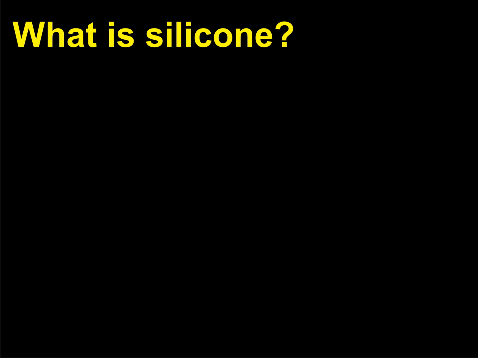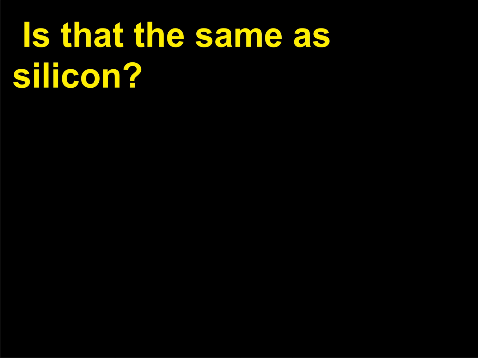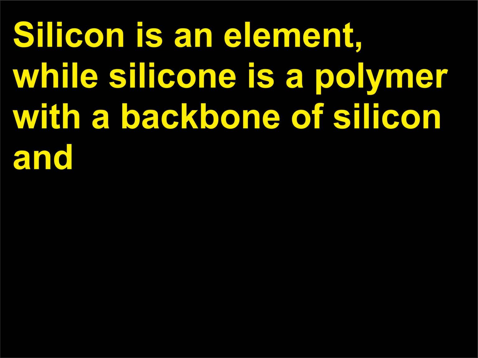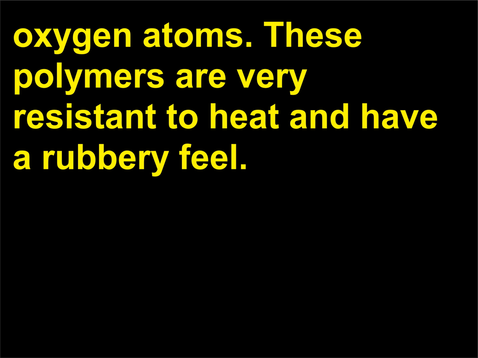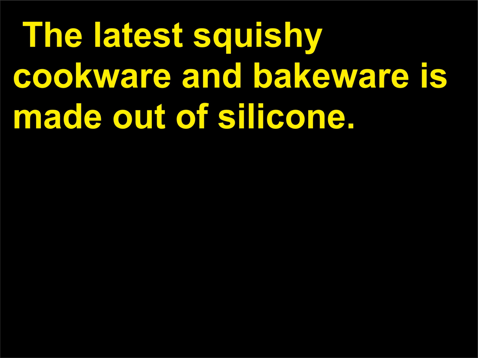What is silicone? Is that the same as silicon? Silicon is an element, while silicone is a polymer with a backbone of silicon and oxygen atoms. These polymers are very resistant to heat and have a rubbery feel. The latest squishy cookware and bakeware is made out of silicone.